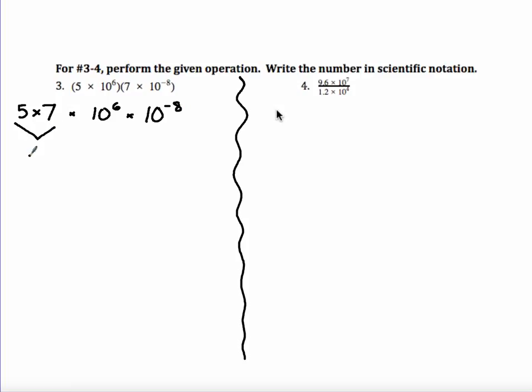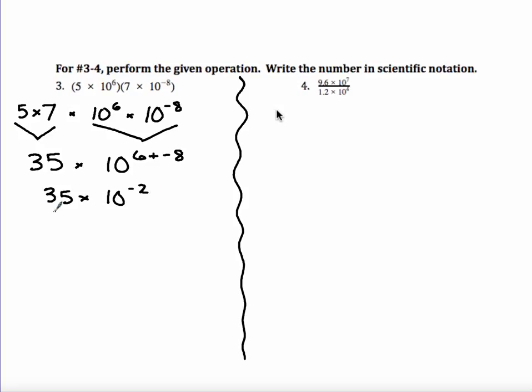I've got 5 times 7, that is the number 35. And then for my other like pieces, I've got 10 to the 6th and 10 to the -8th, and I can write that as my exponents being added together. So right now I've got 35 times 10 to the -2nd. And I'm almost done, except this number 35 right here.